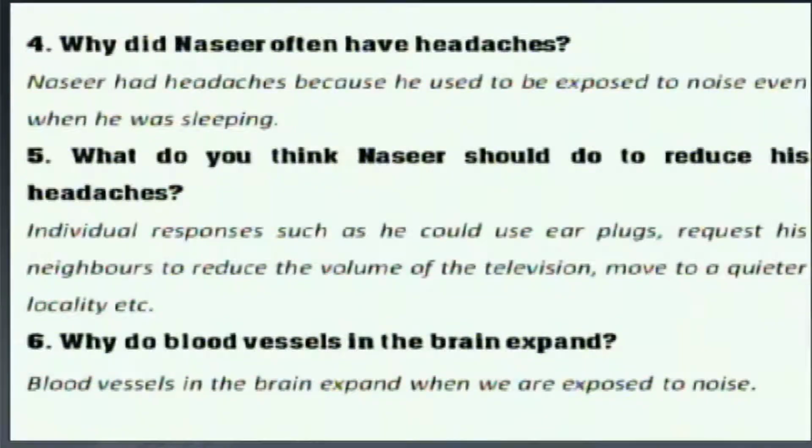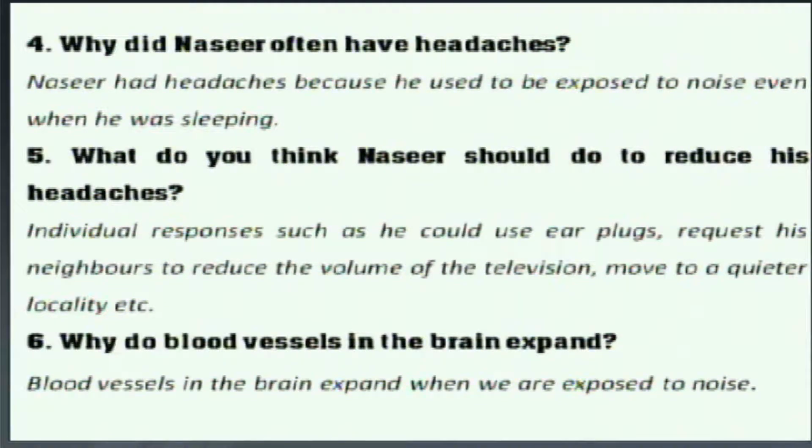So how did it affect Nasir? Because he had frequent headaches. Then, why did Nasir often have headaches? Yes, very simple. He often had headaches because he was exposed to noise even when he was sleeping. So all the time he was exposed to the noise.